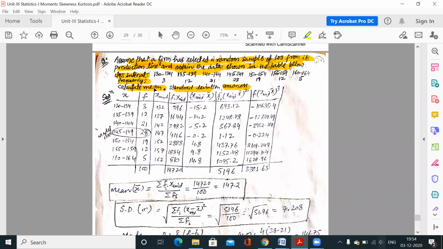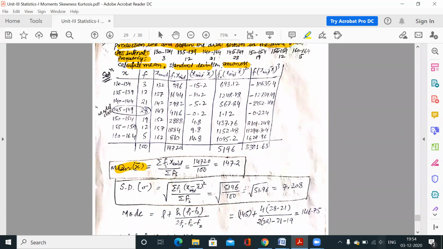So we need to calculate the mean first. What is the mean for continuous data? These are x values, these are frequencies. So x mid for continuous data, these are middle points. Next, frequency into middle point: 3 into this, 12 into this, 21 into this. The summation of all these values, divided by summation fi, the total of frequencies, which is 100. So 147.2 is the mean.